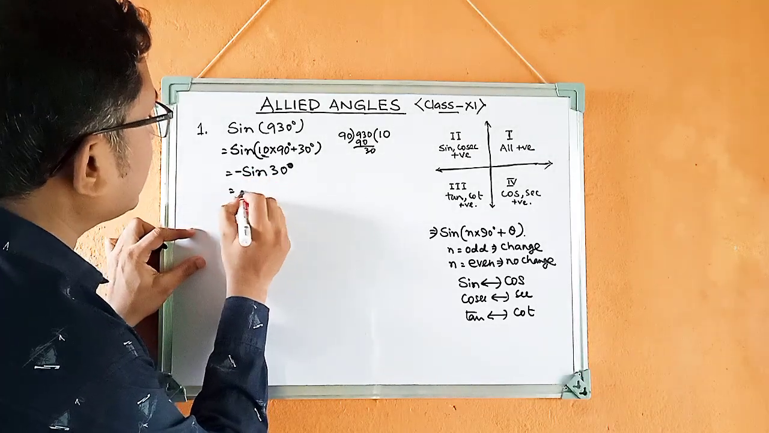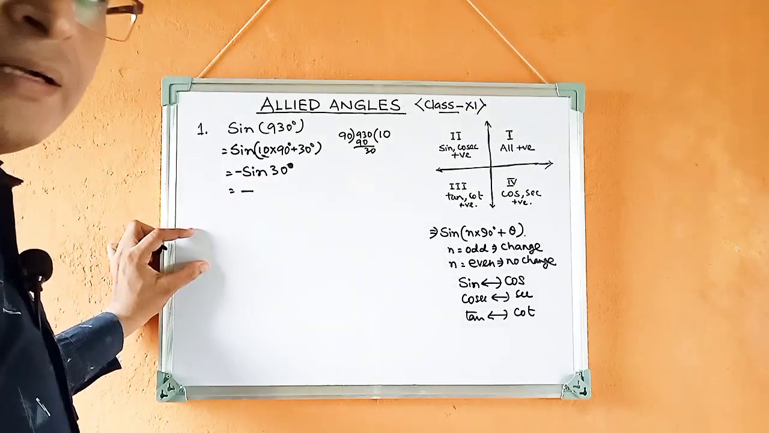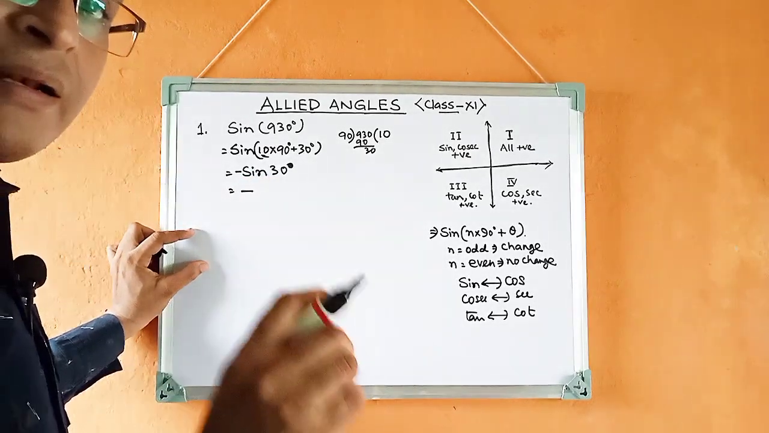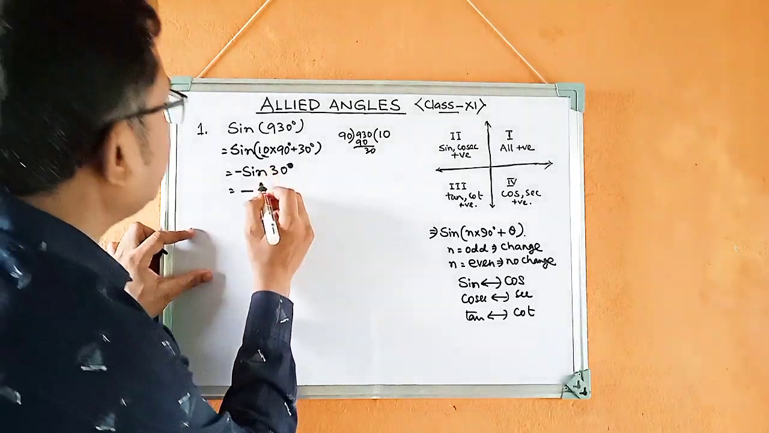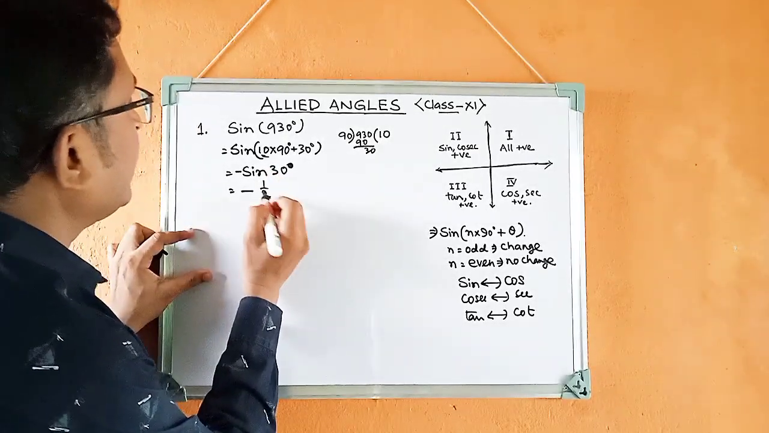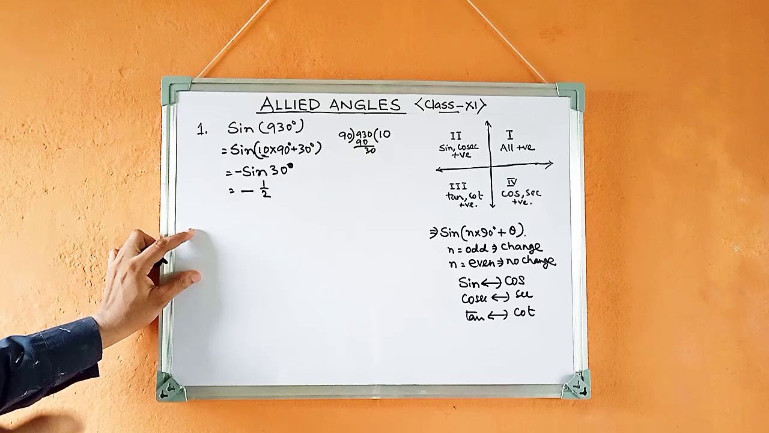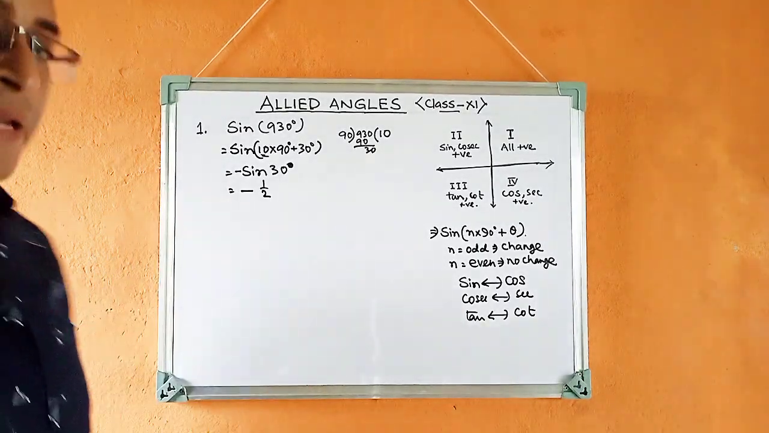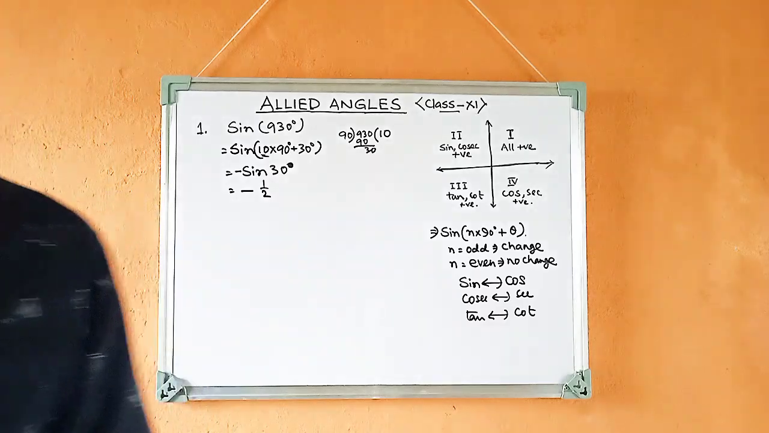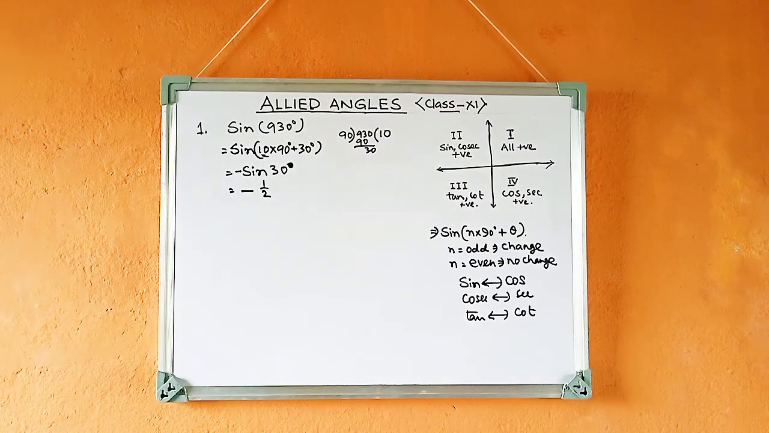Now tell me, what is the value of sine 30 degree? You already learned this in class 9. Sine 30 degree equals 1 by 2. So the value of sine 930 degree is equal to minus half. Clear? Okay, come to another example.